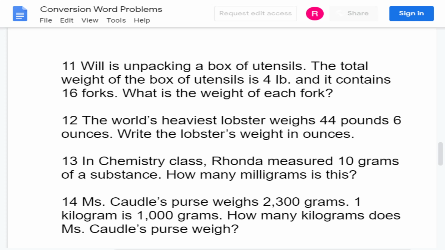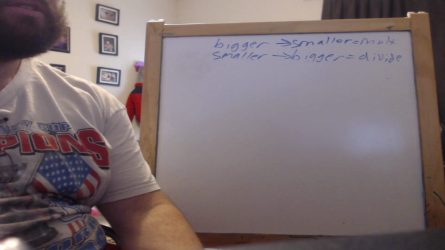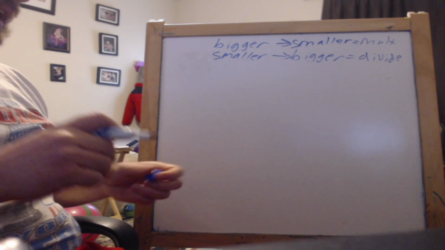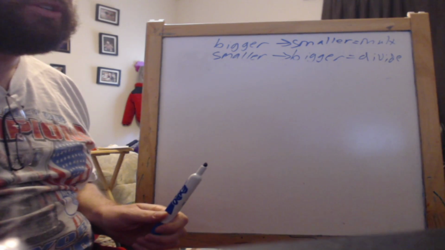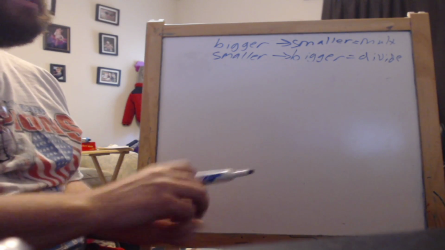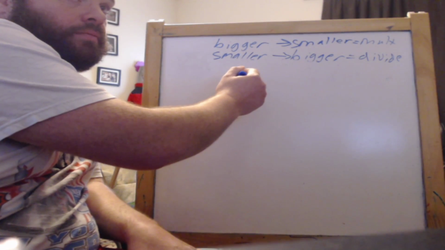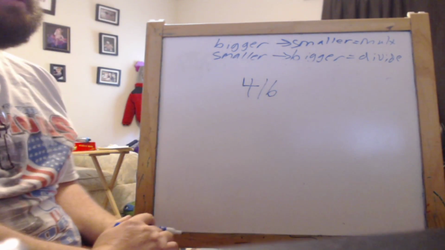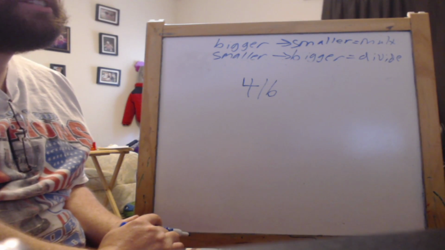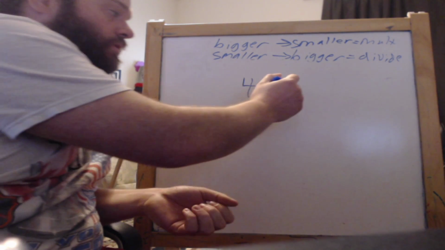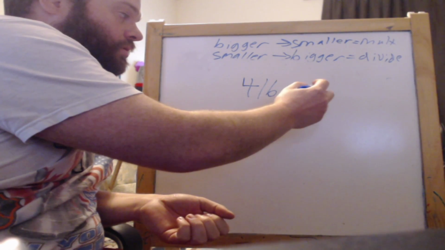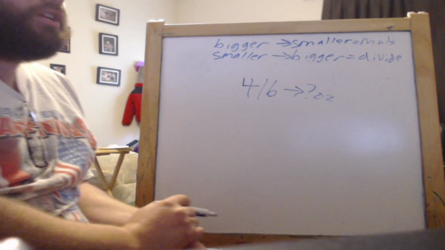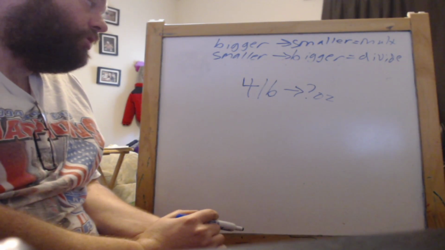All right, so there are a couple of ways to do this. Remember, bigger to smaller is multiply, smaller to bigger is divide. So there is 4 pounds, okay? I'm assuming they want, it doesn't actually say it, but they want the weight in ounces, okay? 4 pounds equals how many ounces? But the real question is, what is the weight of each fork?